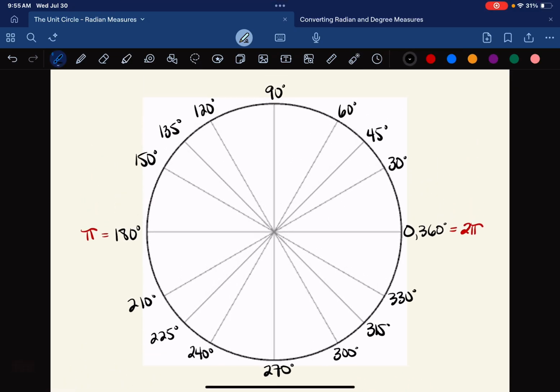And I think on our last video, we focused mainly in quadrant 1. So now let's move on to other quadrants. So if we start on our positive x-axis and we rotate counterclockwise, let's go to 150 degrees, okay? Way up here. So we start on our positive x-axis and we rotate 150 degrees.